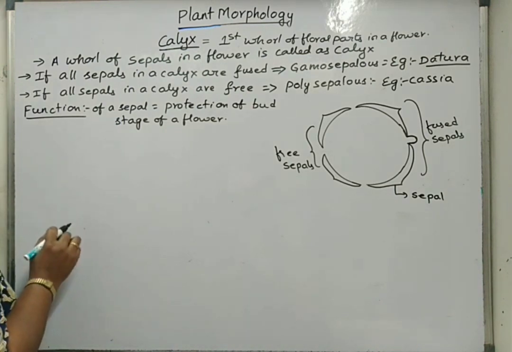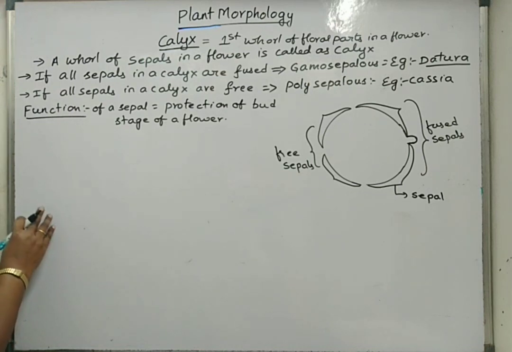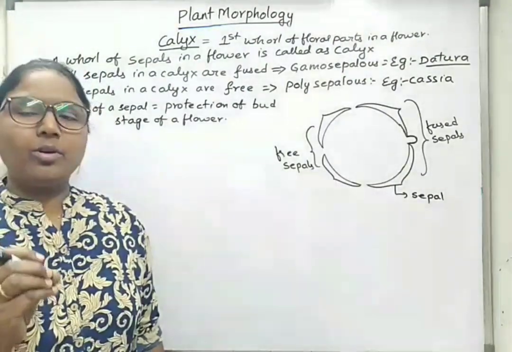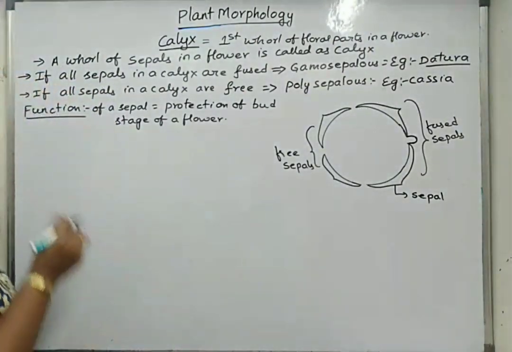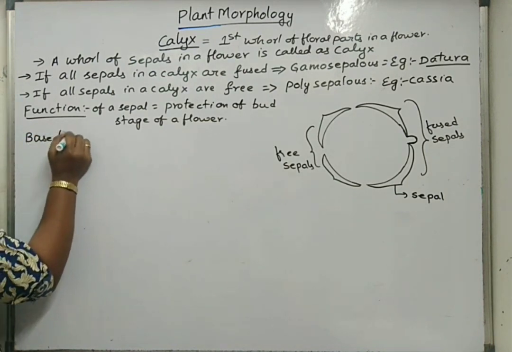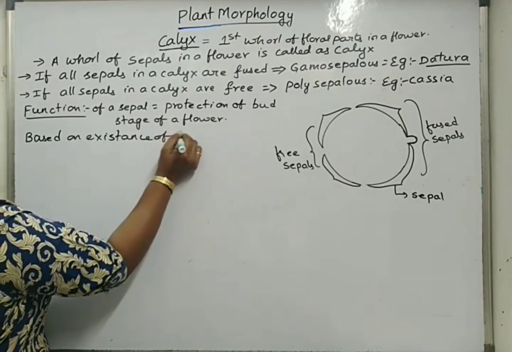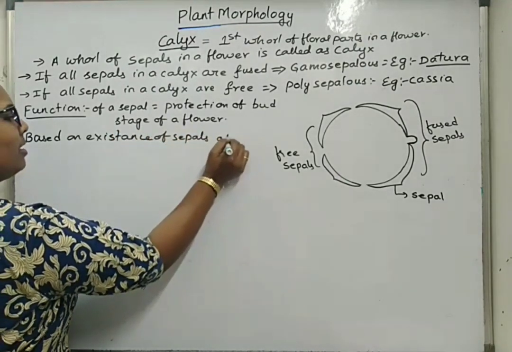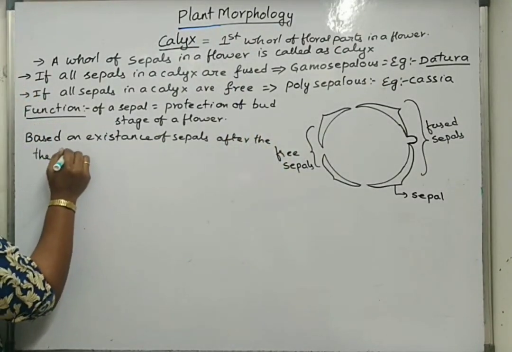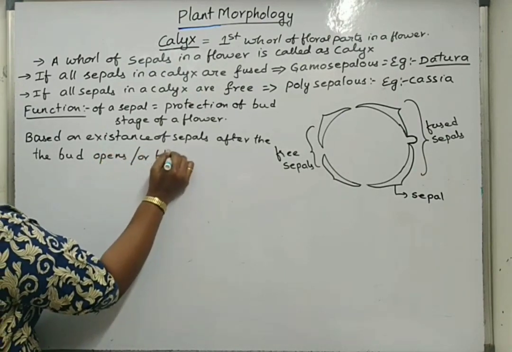These sepals are given different terms like caducous, deciduous, persistent, etc., based on their existence even after the bud is blossomed or the bud is opened into a flower.